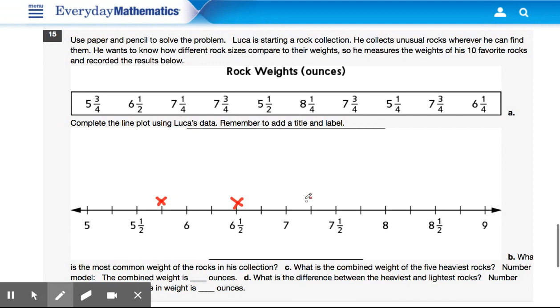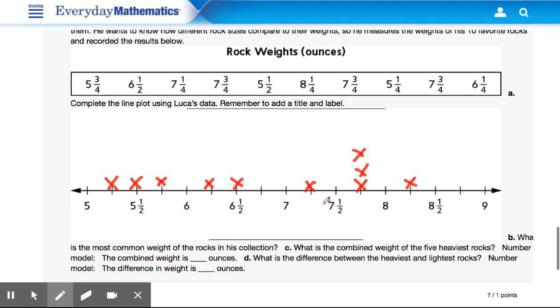7 and 1/4, again, here's 7, 7 and 1/4, 7 and 2/4, 7 and 3/4, and 8. So my 7 and 1/4 would go here. 7 and 3/4, 5.5, 8 and 1/4, 7 and 3/4 again, 5 and 1/4, 7 and 3/4 again, and 6 and 1/4.